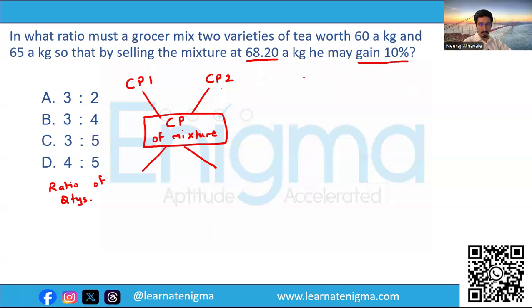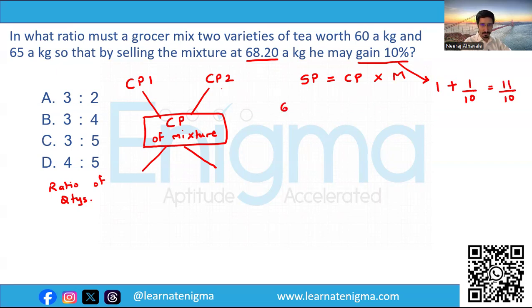So here we will find out the cost price of the mixture by this formula from our profit and loss. So selling price equal to cost price into multiplying factor. Now because it is gain of 10%, that is profit of 10%, the multiplying factor becomes 1 plus, because it is profit, it is plus, and the fraction equivalent of 10% is 1 by 10. So that becomes 11 by 10.